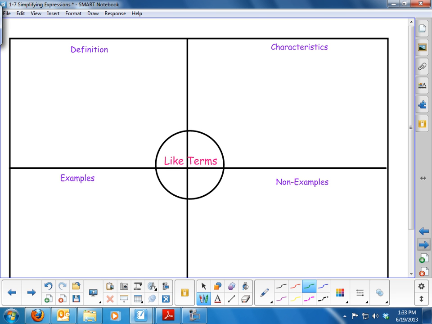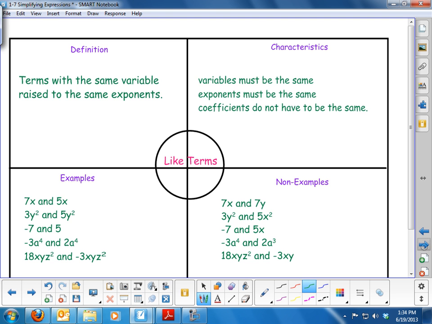Now we know what terms are, so we're going to talk about what like terms are. We're going to make this little model here in our journal. We're going to have a box that has a definition of what like terms are, a box that talks about the characteristics of like terms, examples of what like terms are, and non-examples, things that are not like terms. So draw this in and be ready to fill it in. There's going to be a lot of stuff on the next screen, so pause the video and write it all out, and then we'll try and make sense of it.